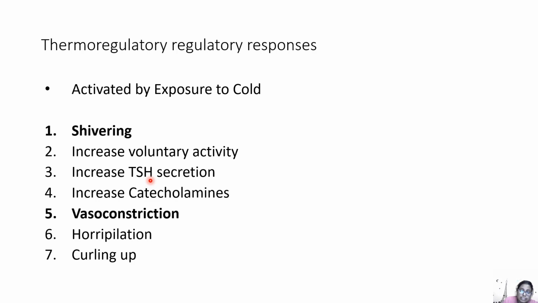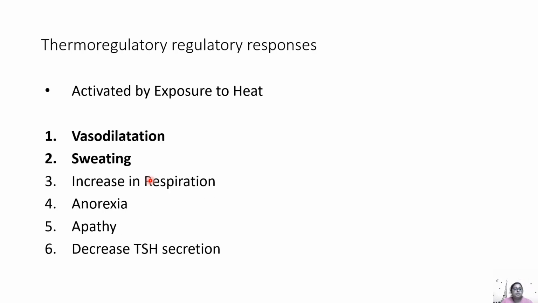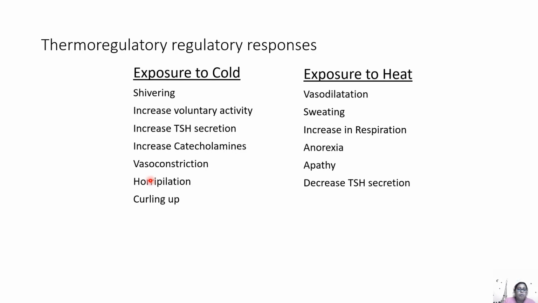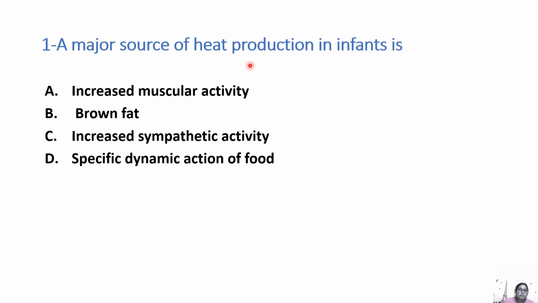TSH is basically thyroid stimulating hormone. In case of exposure to heat, we can see decreased TSH secretion, vasodilation, sweating, and obviously an increase in respiration. All of this we have already talked about. So there are differences in the thermoregulatory responses to exposure to cold and heat.